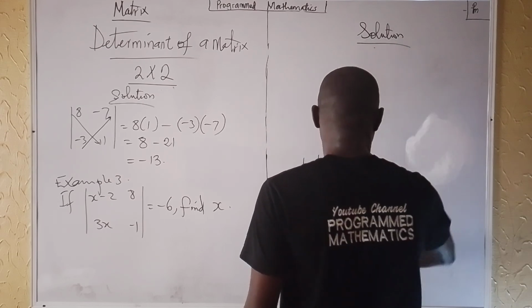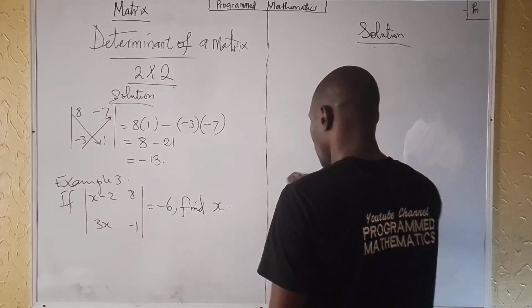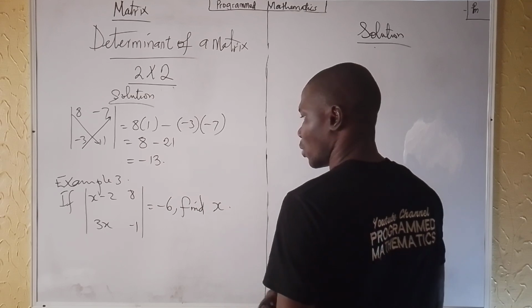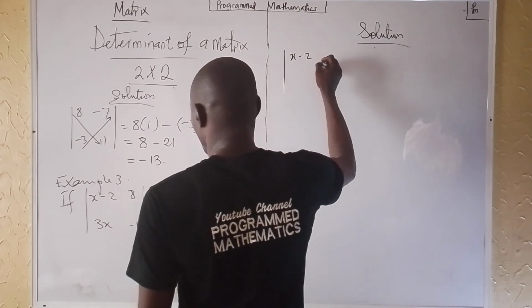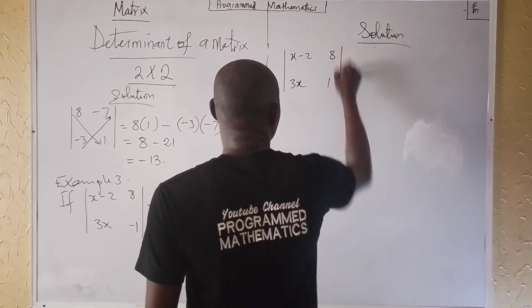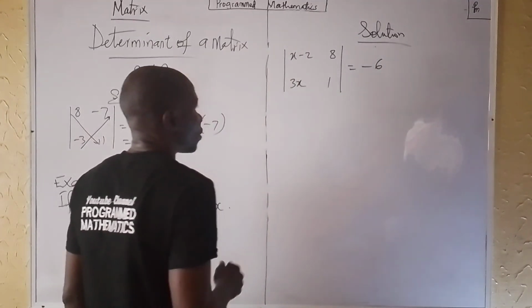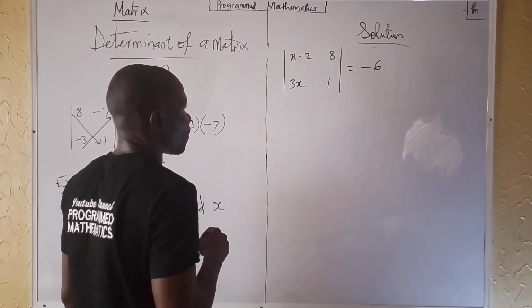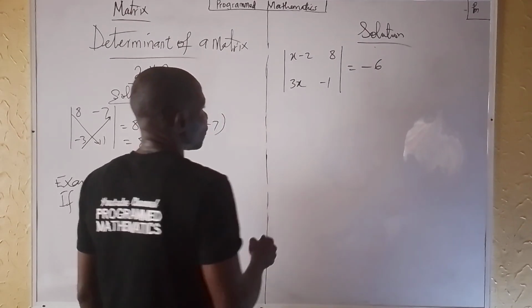Okay, you can also pause the video, practice the question, and get the value of x, then compare your results with what I'm going to have on the board here. So we have that x minus 2, 8, 3x, minus 1, okay, this one is equal to minus 6. So we want to find the value. Sorry, this is minus 1 here. So we want to find the value of x.